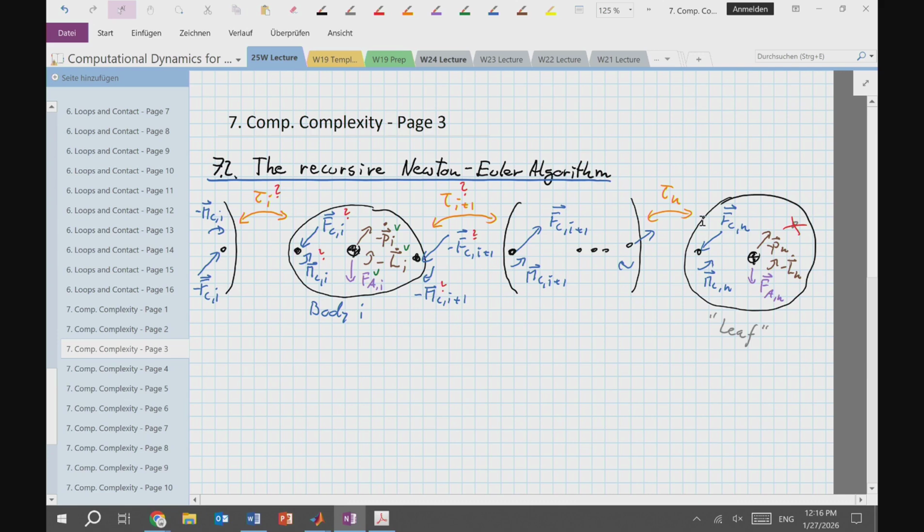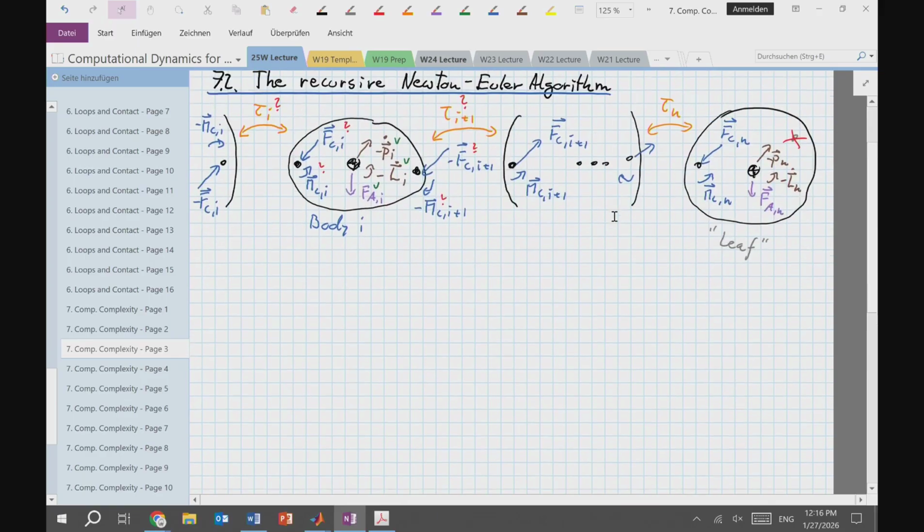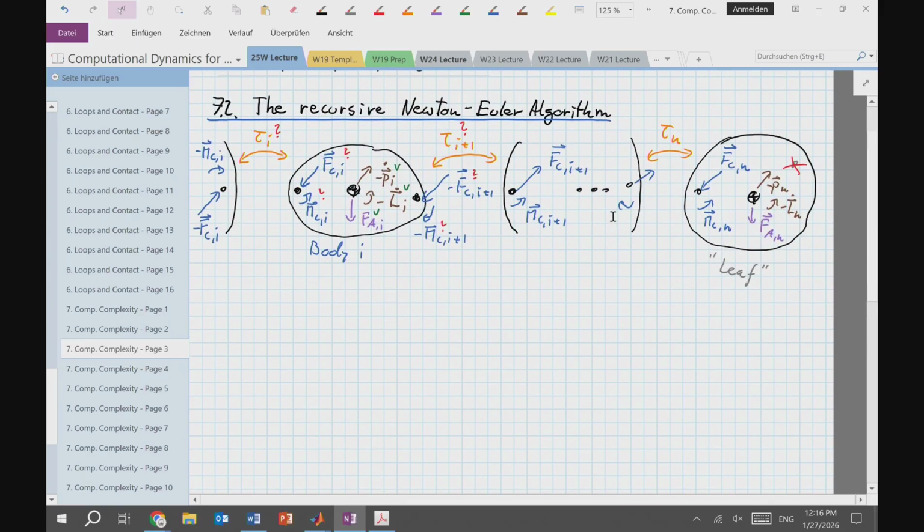And then the whole thing collapses, because for the next body, moving towards the root, I know what these forces on the right-hand side are. I only have my unknowns on the left-hand side, and I can keep moving towards the root, always knowing the quantity on the right, solving 6 equations for the 6 unknown quantities on the left, and I can move all the way to the root, extracting the tau i's along the way. That was a rough sketch.